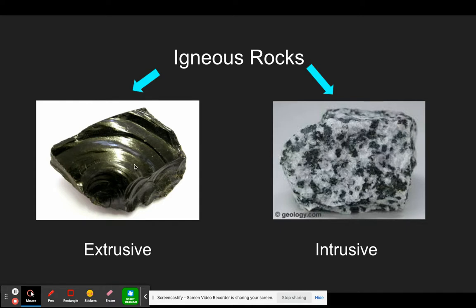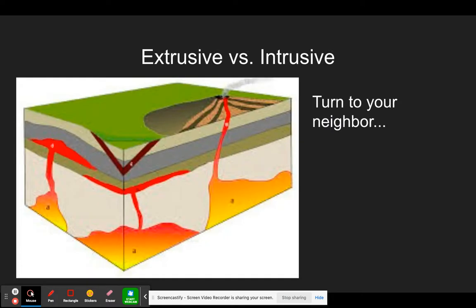Okay. So again, this one cooled down really quickly on the outside of the earth, on the exterior. That's why it's extrusive. And this one cooled down really slowly on the inside of the earth or beneath the surface. So it's intrusive, like the interior of the earth. And it had time to let these crystals start to build and to start to form. Okay, so we got those two main big categories.